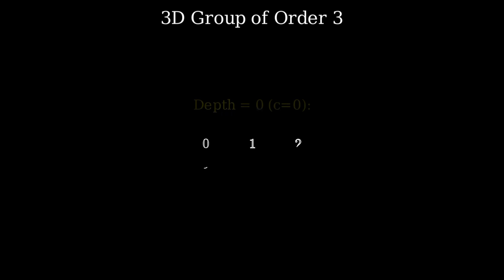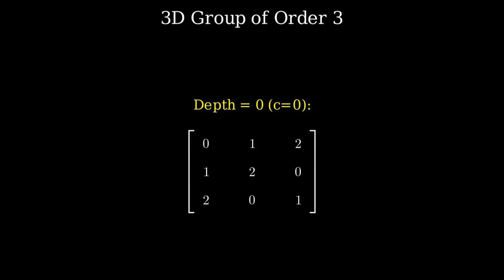Now let's organize these into three 3 by 3 slices. For depth equals 0, where C equals 0, we have T of A, B, 0 equals A plus B plus 0. This gives us the slice: 0, 1, 2 in the first row, 1, 2, 0 in the second row, and 2, 0, 1 in the third row.